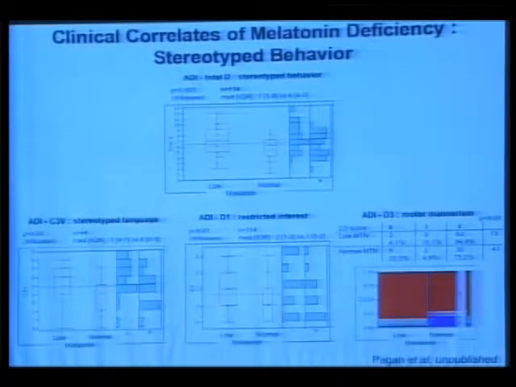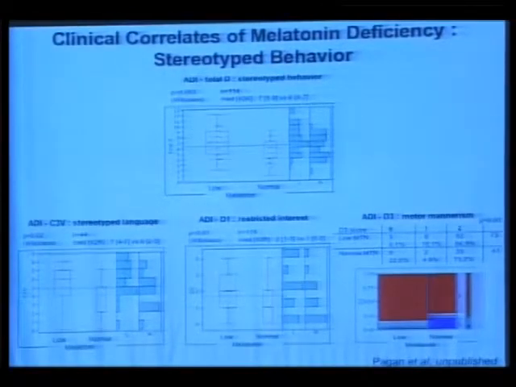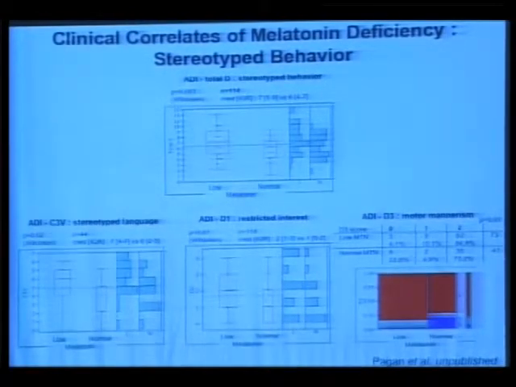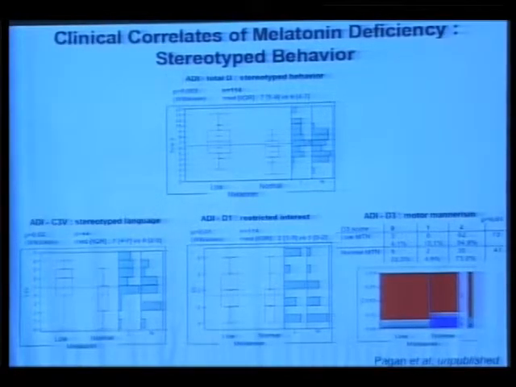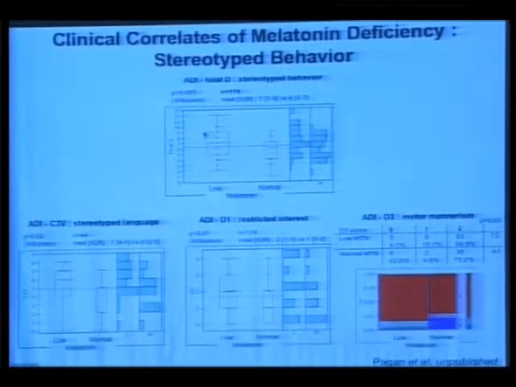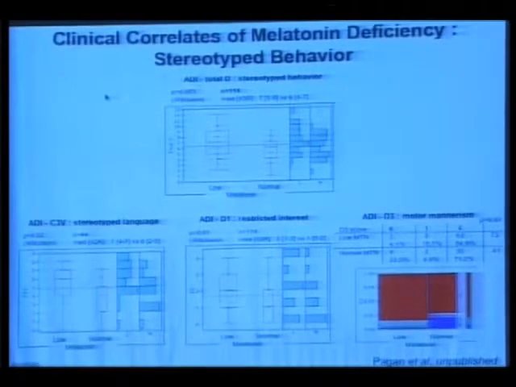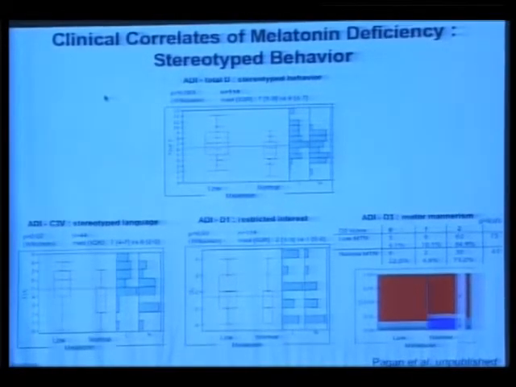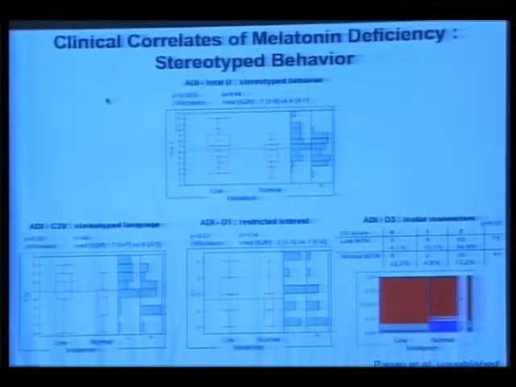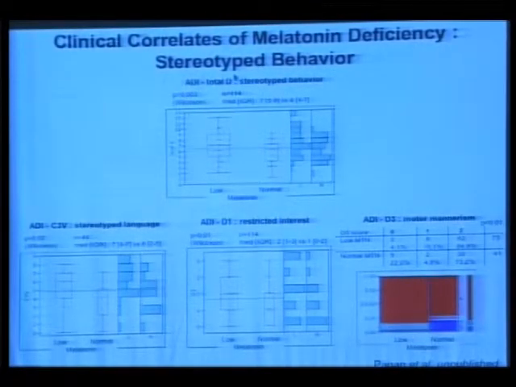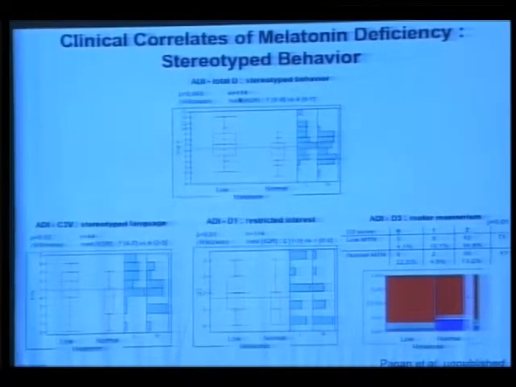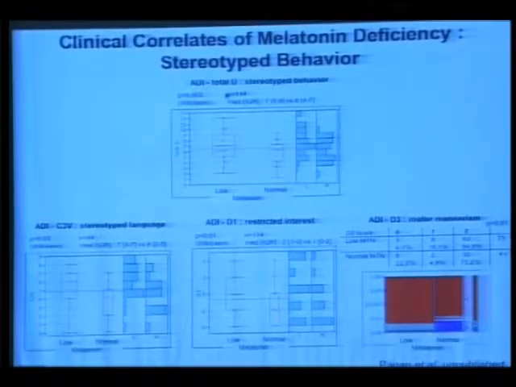So what we are looking at now is the correlation between the low melatonin and the clinical outcome. And what we found is that low melatonin was not correlated to IQ, or to any of the social and verbal communication problems, but, and we now have 114 individuals, it was quite correlated with stereotyped behavior, which fits with the serotonin levels.